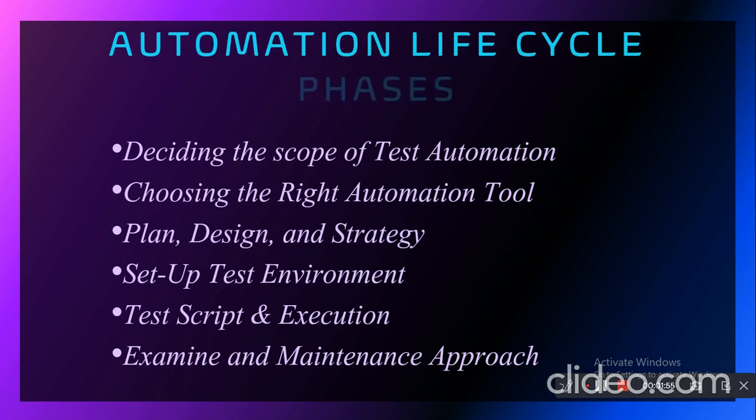Here we have the different stages. First, we have to define the scope of test automation. It is the first stage of the automation testing life cycle. At this stage, we decide which modules of the application can be automated and which cannot, which test cases can be automated, and how to automate them.